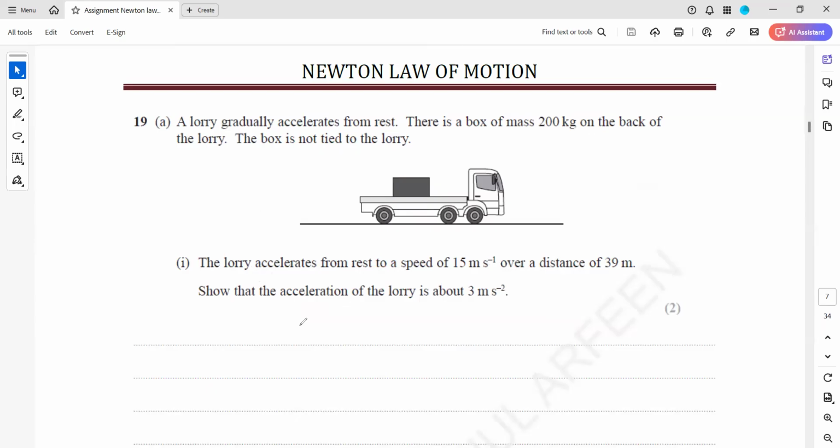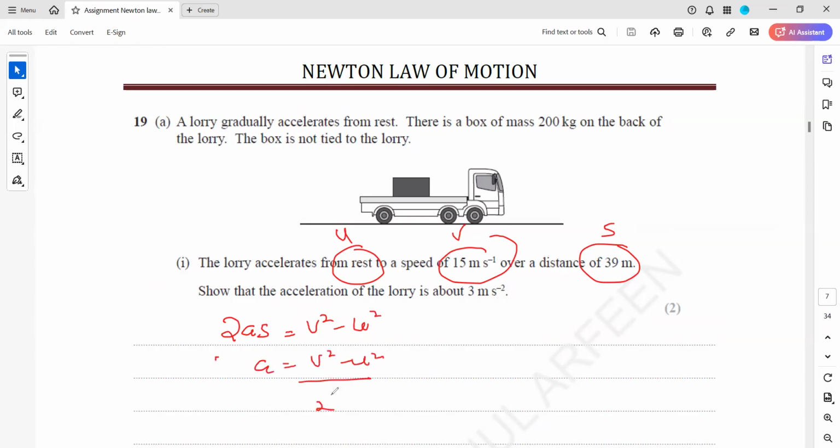So how can we say the acceleration of the lorry is about 3? We have the starting speed 0, the final speed 15, and the distance. So we can use the equation of motion, 2as equals v squared minus u squared. If we need the acceleration, it will be v squared minus u squared divided by 2s. The final speed is 15 squared, the initial speed is 0 squared, divided by 39 times 2. We have to show it's about 3, so we get the answer in this range: 2.88 meters per second squared.